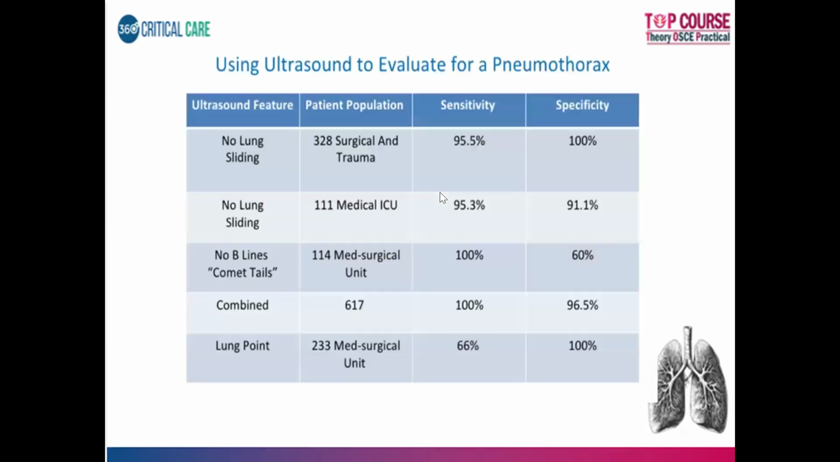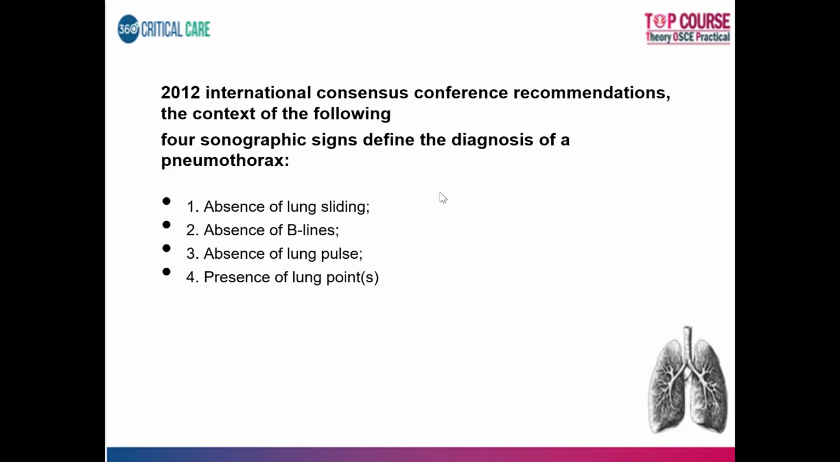If someone asks you what are the sonographic signs for the definition or the diagnosis of pneumothorax, you have to mention all of this. That is absence of lung sliding, absence of B lines, absence of lung pulse, and presence of lung point.